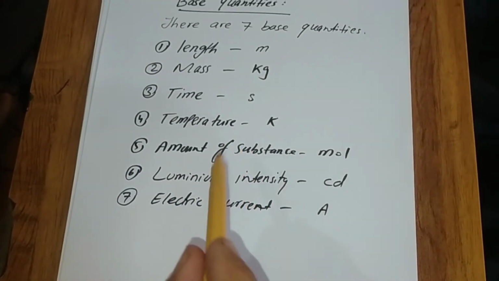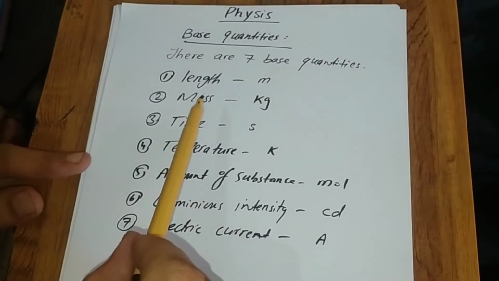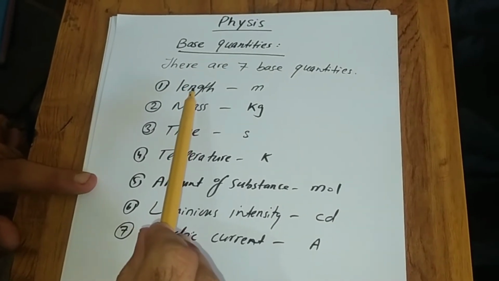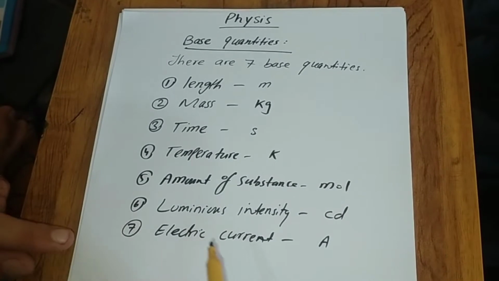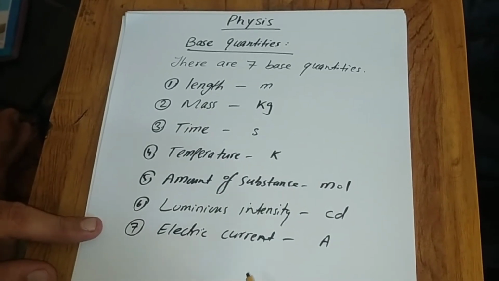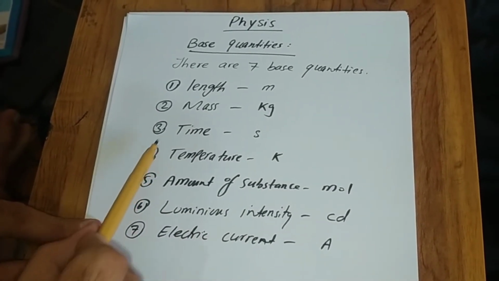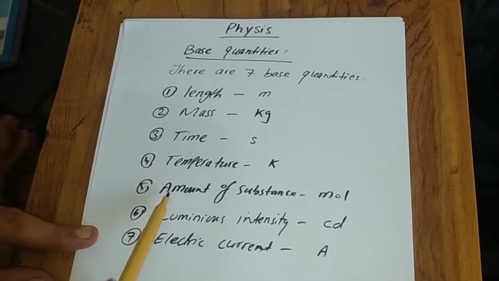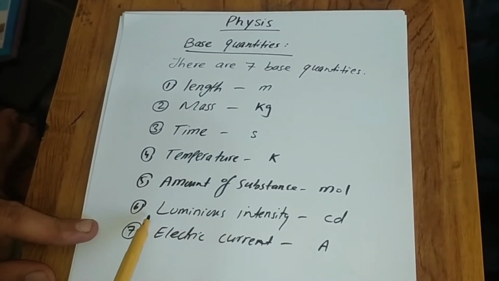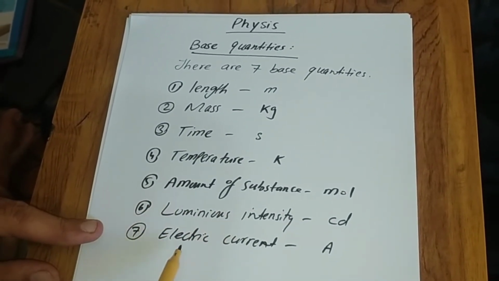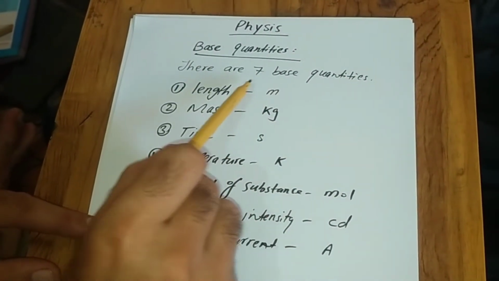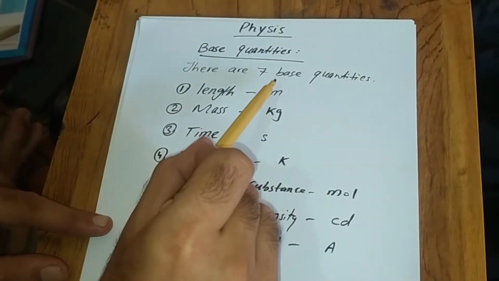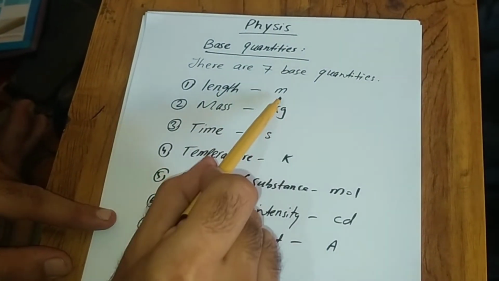Now let me briefly describe these all, or give you a quick recap. So there are 7 base quantities. Number 1 is length, 2nd mass, number 3 is time, number 4 is temperature, number 5 is amount of substance, number 6 is luminous intensity, and number 7 is electric current. And you can also say like this: 7 base quantities or 7 base units. So these are the units.